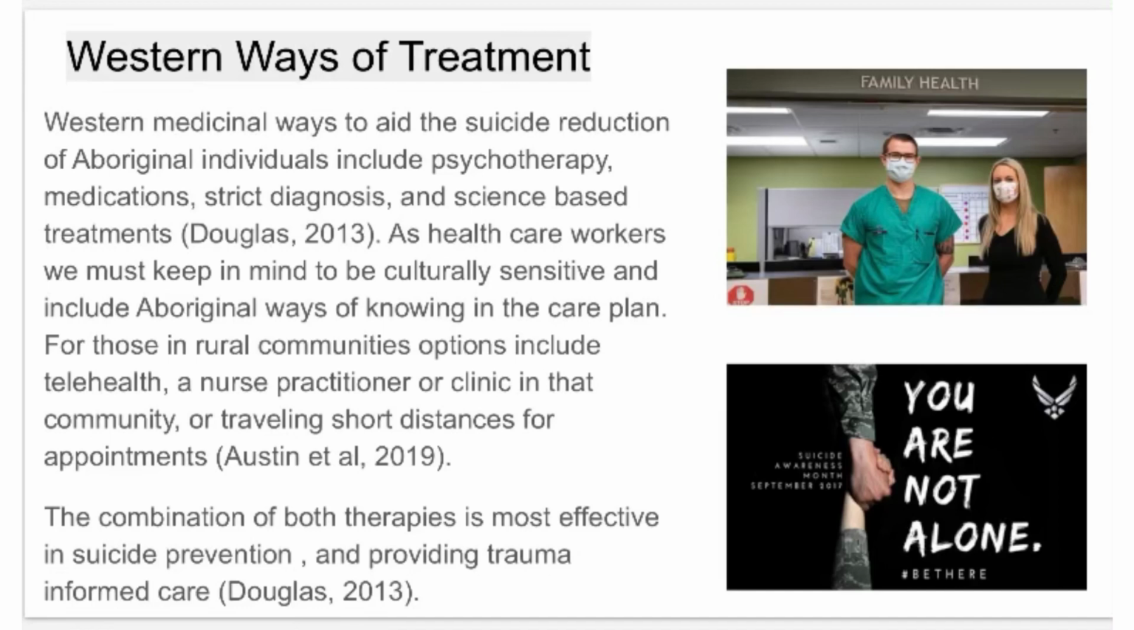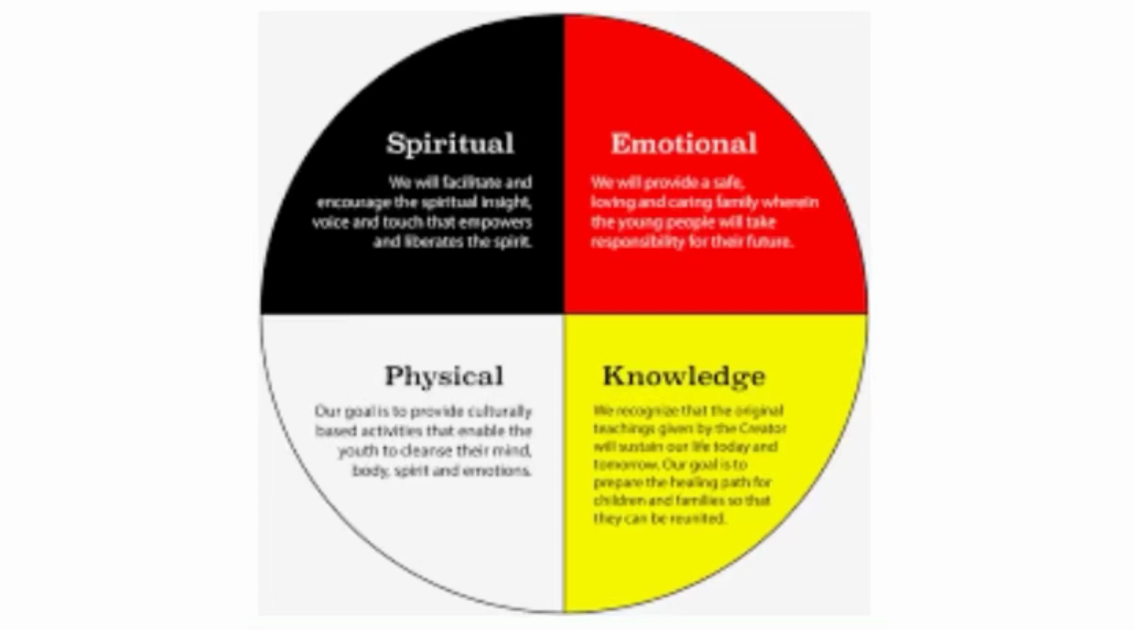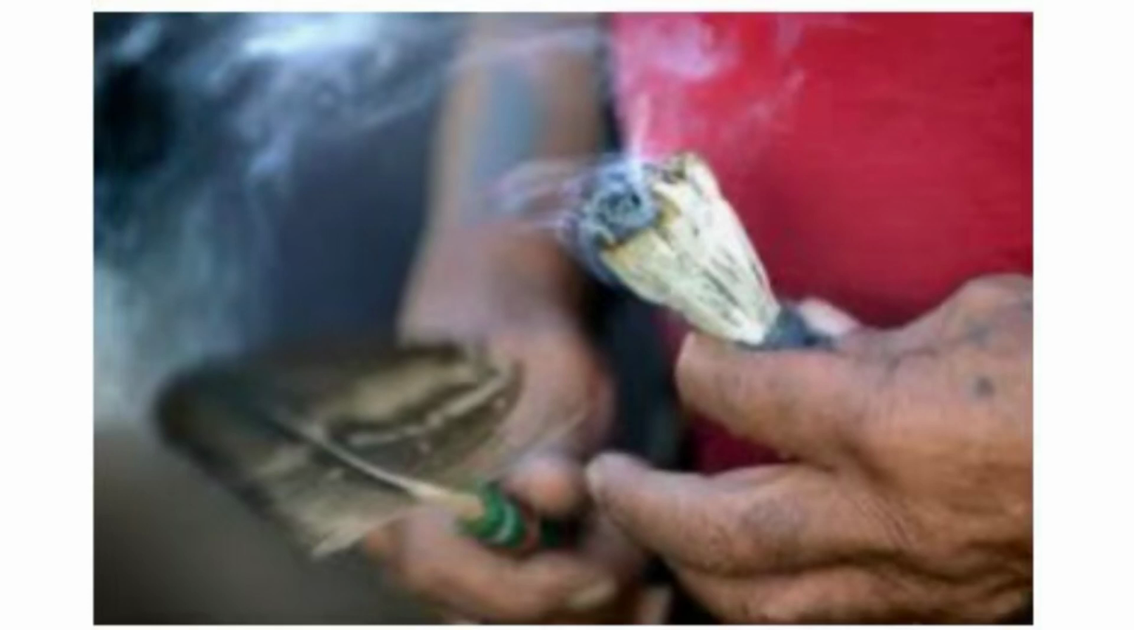Western ways of treatment may include psychotherapy, medications, strict diagnosis, and science-based treatments. So this includes medications, group therapy, counseling, and really looking at the science side of things. So in order to be effective with suicide prevention, we have to do trauma-informed care, recognize that intergenerational trauma that may be affecting the individual, and incorporating all aspects of health. So we have to be mindful of using Aboriginal ways of treatment along with the Western medications or treatment that they may have chosen, and being culturally competent as individual nurses to respect and incorporate those ways of being.